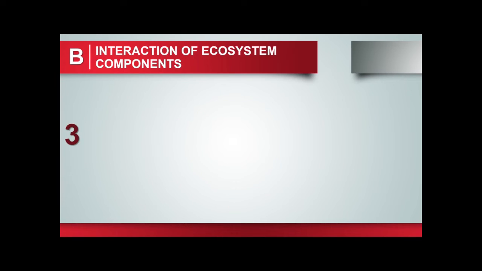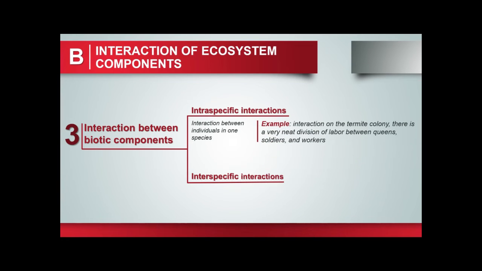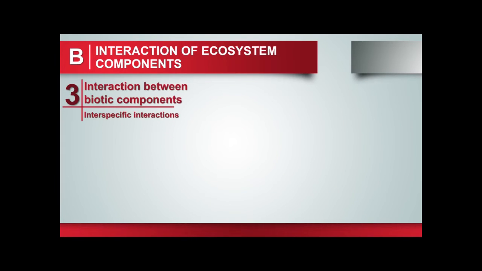The third is the interaction between biotic components. Here it is divided into two: intraspecific interaction and interspecific interaction. Intraspecific interaction is the interaction between individuals in one species, and interspecific interaction is the interaction between individuals of different species. The example of interspecific interaction is symbiosis.